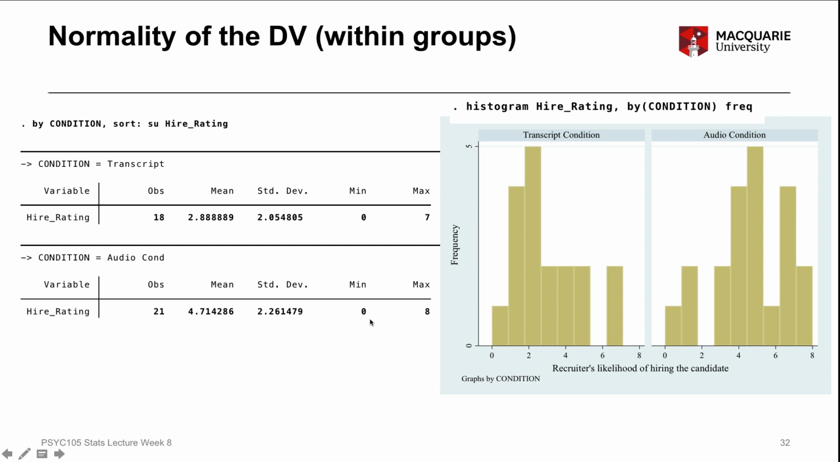It looks like there could be higher scores on the higher rating in the audio condition group compared to the transcript group. But what we need to do to test the data formally within the t-test analysis is to see if that's a substantial enough difference to likely reflect a real difference in our population.